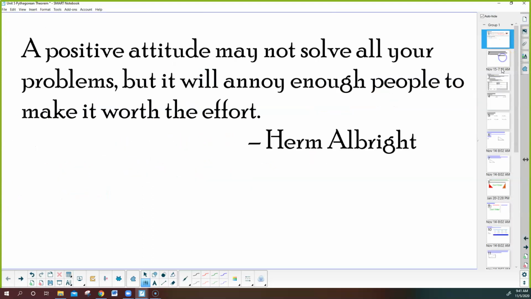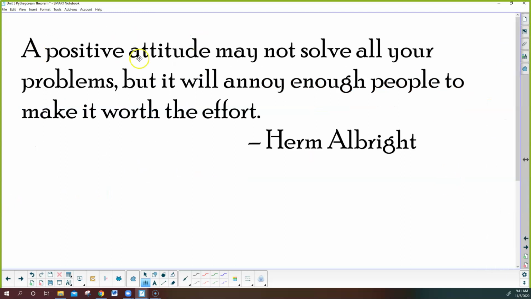All right. Quick little piece here. Positive attitude may not solve all your problems, but it will annoy enough people to make it worth the effort.